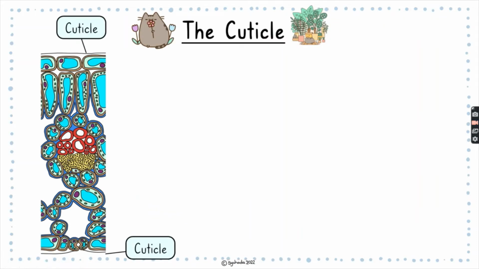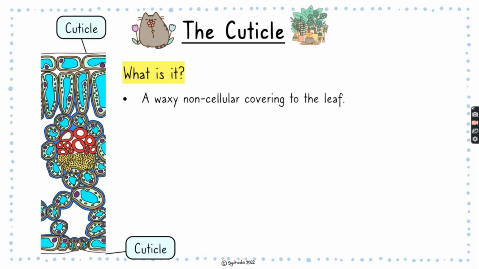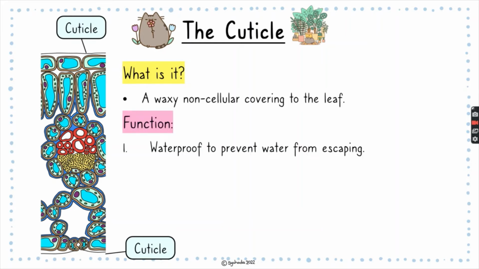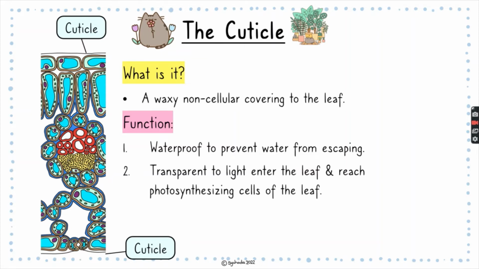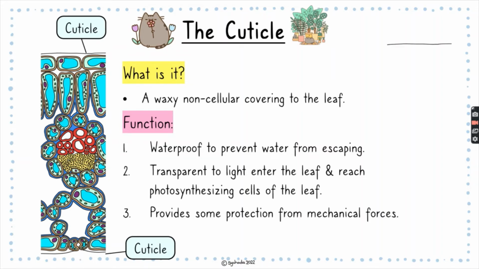Alright, so let's start with the cuticle first. What is it? It is a waxy, non-cellular covering of the leaf. The function of the cuticle is that it is waterproof so that water does not escape. We don't want water to escape because water is a raw material for photosynthesis. It is transparent to light, which means that light can enter the leaf and reach the photosynthesizing cells of the leaf. It also provides some protection from mechanical forces.